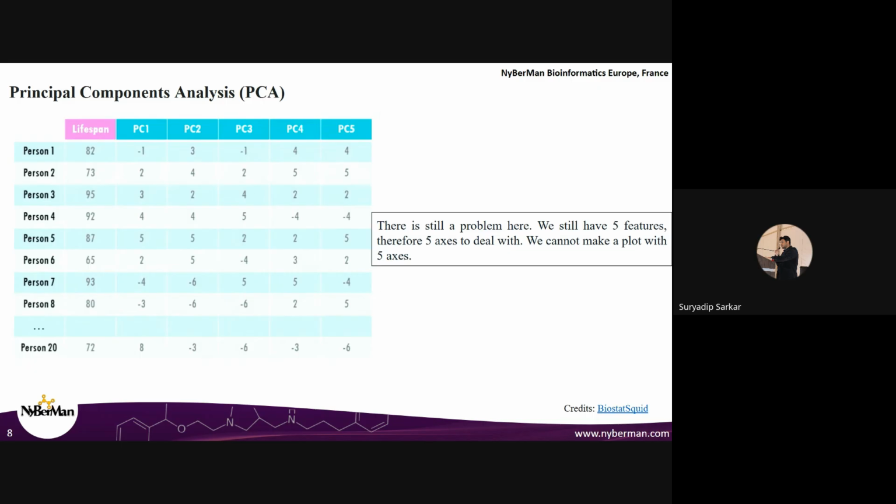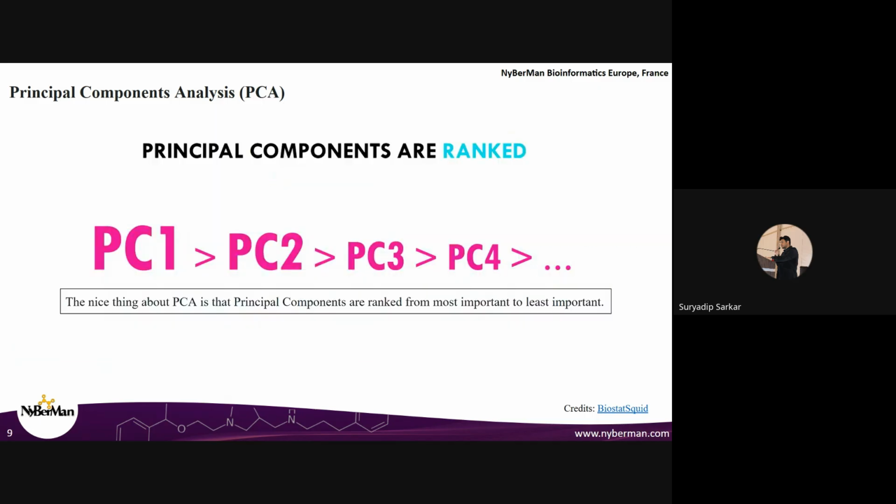Now obviously we still have five features there, right? We still have five features, and we cannot really do a five axis plot, right? We cannot make a plot with five axes, and that is exactly why these rankings come in play. As I told you guys, PC1 will have the highest ranking because it has the most information about our data set. Then we have PC2, then we have PC3, followed by PC4, and so on and so forth. So in PCA, the principal components are ranked from most important to least important, always.